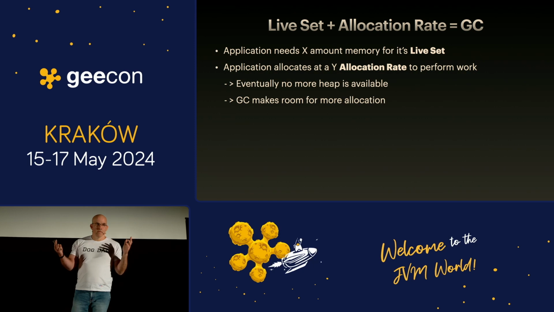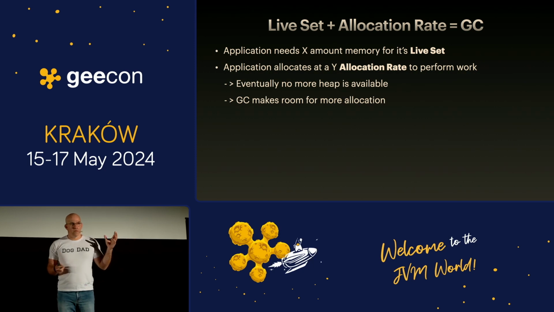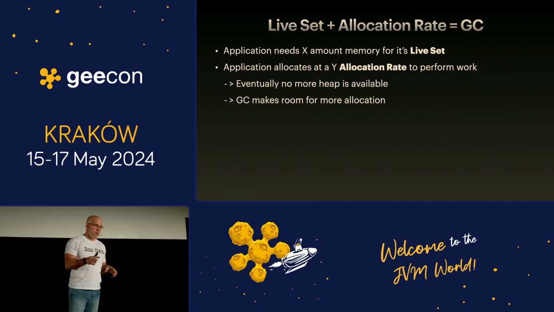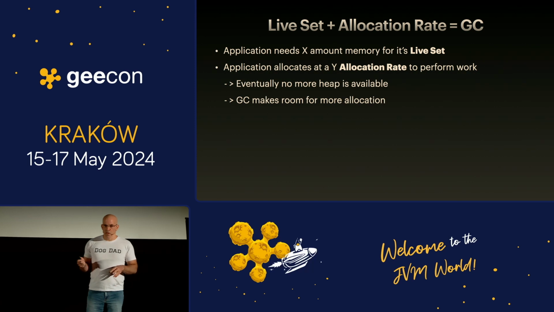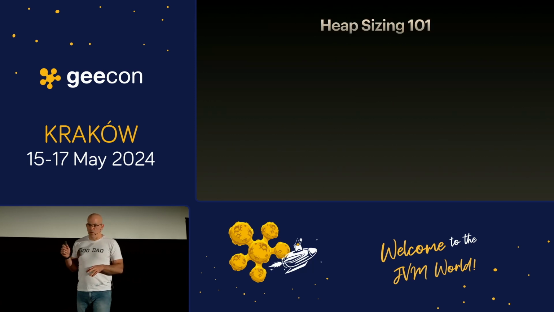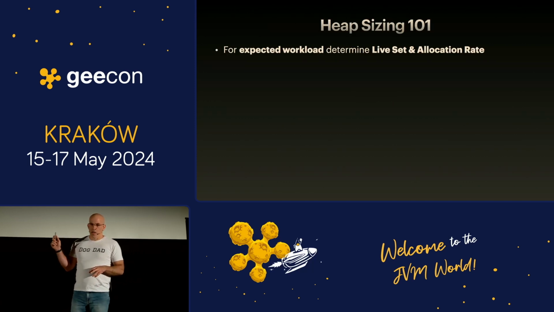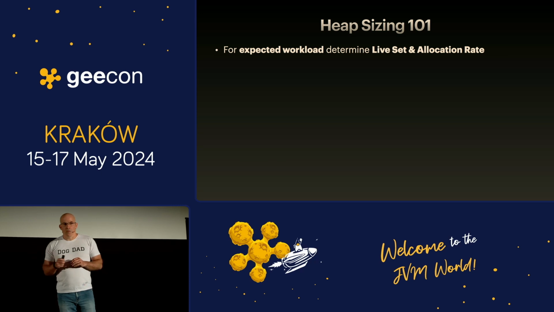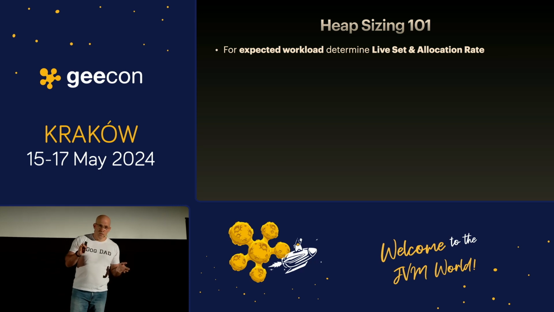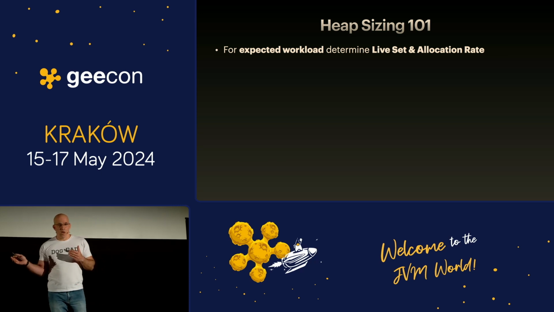So those two numbers, your live set and your allocation rate, they are key to any decision you're going to make about garbage collection. So if you don't know those numbers for your application, try and find out. That was the refresher. So quickly, how do we size the heap? We have an expected workload that determines the live set and allocation rate.